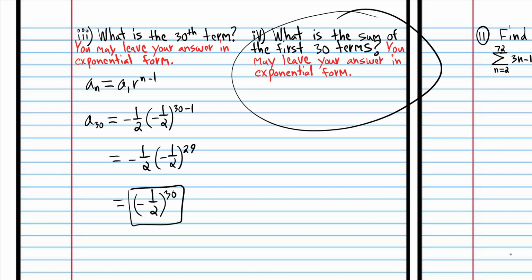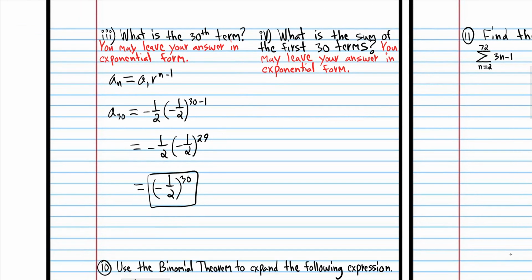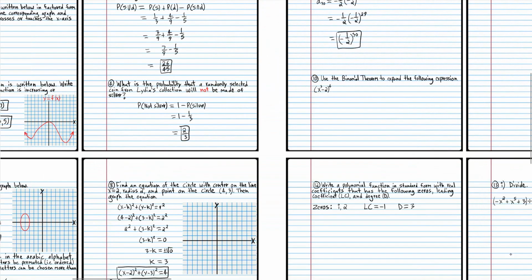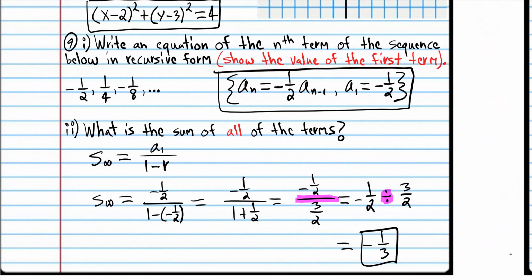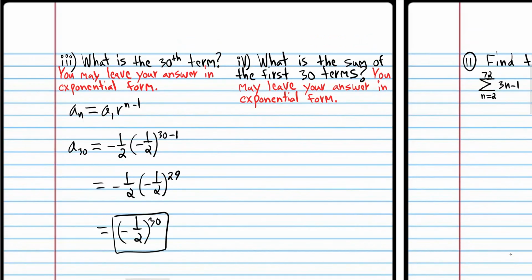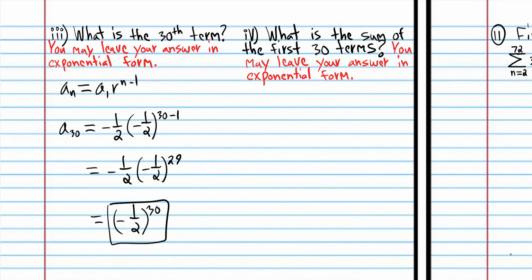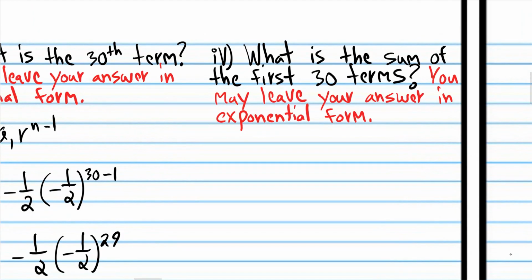Okay, now part 4, what is the sum of the first 30 terms? Now again, if you didn't get a picture of the sequence that we're talking about, go ahead and get a picture of that. And I want you to try number 4. When you come back, we'll do it together. Okay, we're back.